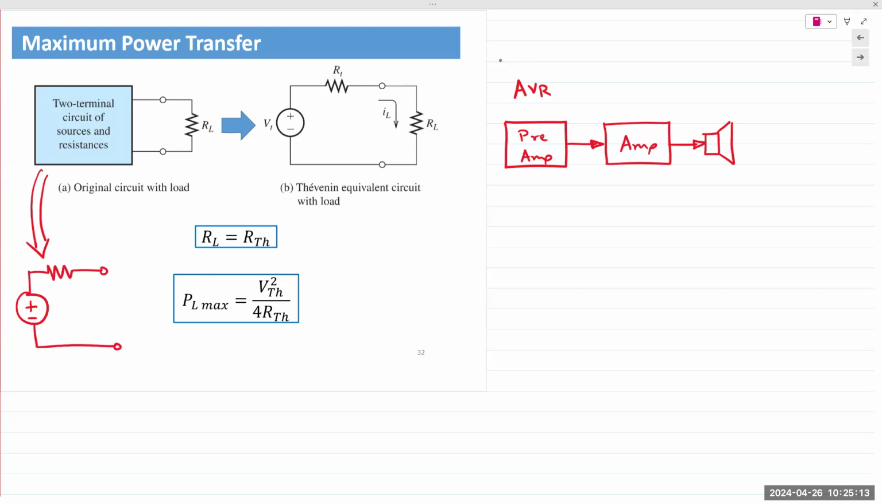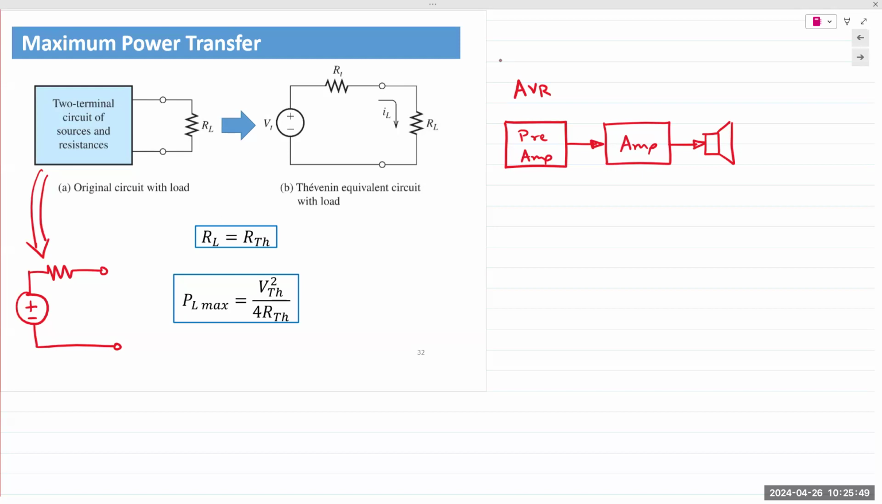Right? That large circuit could be anything. Again, in this example, let's say it's a preamplifier. Then the Thevenin resistance of that preamplifier should match the input resistance of the amplifier. The Thevenin resistance of the preamplifier stage should match the input resistance of the amplifier stage. And then the output, or the Thevenin resistance, of the amplifier should match the resistance of the speaker.